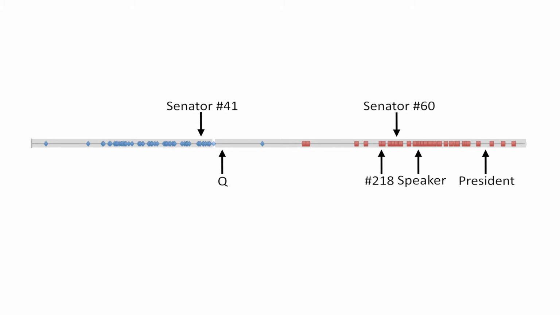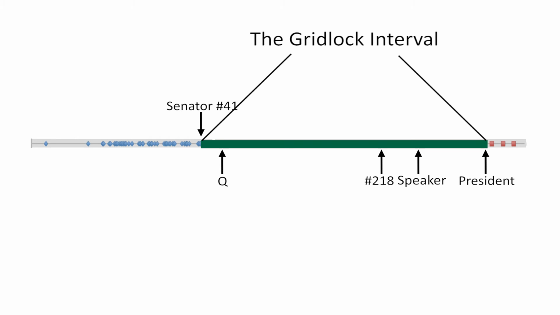Why? Whenever the status quo point is stuck in between two different pivots, there's no way to move it. If you try to move the law to the right, the pivot on the left doesn't like it. And if you propose a more progressive change, the pivot on the right prefers the more conservative status quo. So we call this region between the outer pivots the gridlock interval. Any status quo in the gridlock interval will be safe from any proposed change.